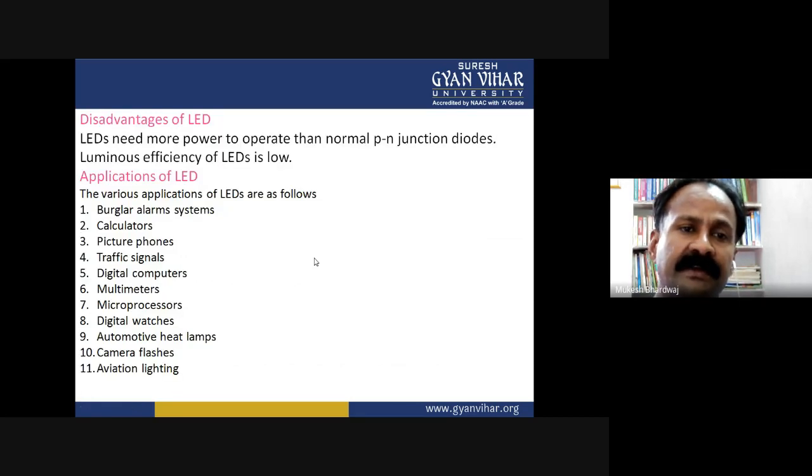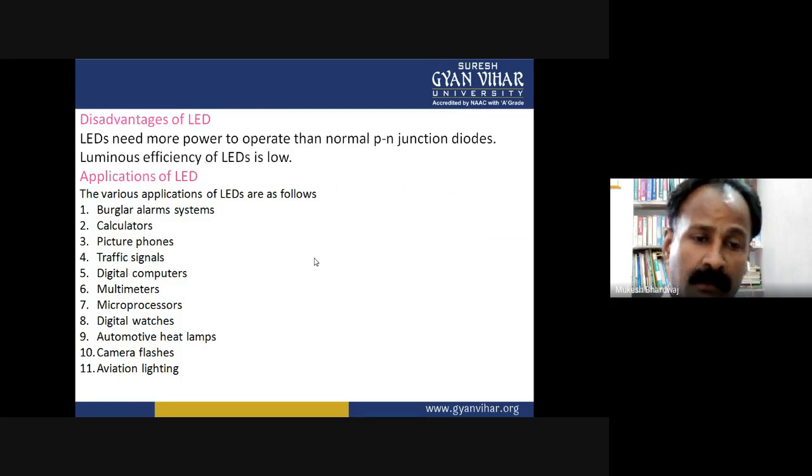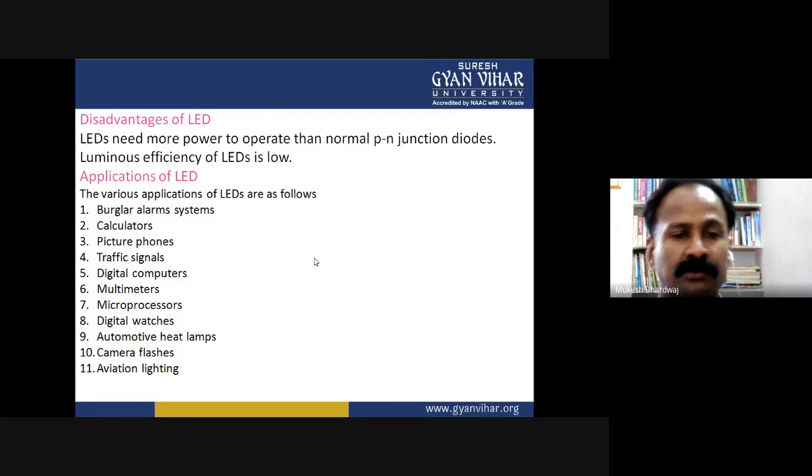Disadvantages of LED. LEDs need more power to operate than normal PN junction diodes. The luminance efficiency of an LED is low. Applications of LED. The various applications of LED are as follows: burglar alarm systems, calculators, picture phones, traffic signals, digital computers, multimeters, microprocessors, digital watches, automotive heat lamps, camera flashes, and aviation lighting.